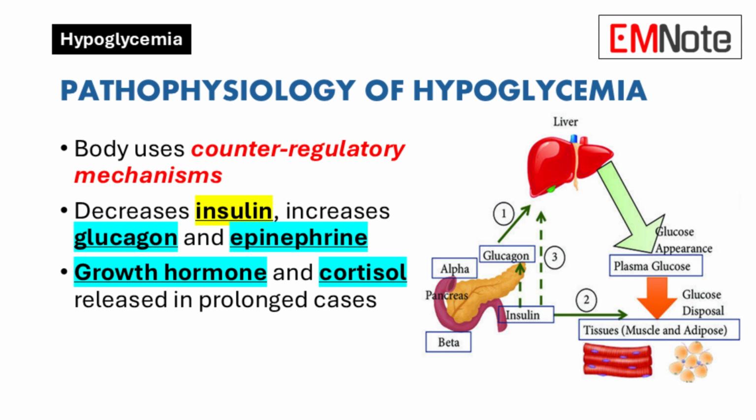Pathophysiology of hypoglycemia. The body has counter-regulatory mechanisms to prevent hypoglycemia. These mechanisms include decreasing insulin production, increasing glucagon secretion, and increasing epinephrine secretion. When glucose levels decline, insulin secretion decreases to allow for hepatic glycogenolysis and gluconeogenesis. Glucagon and epinephrine are released to increase glucose production. In prolonged hypoglycemia, growth hormone and cortisol are also released.